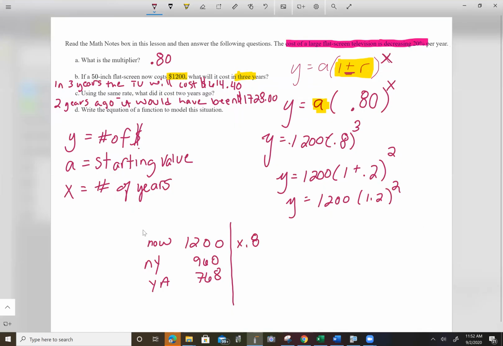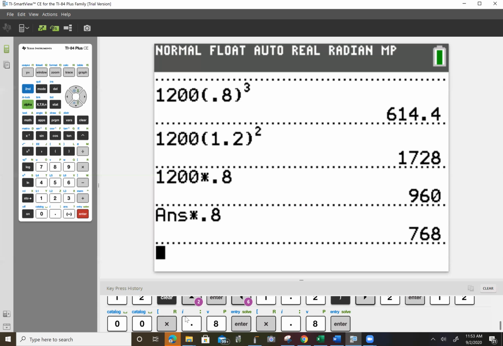Okay, and now we would put 0 years. The next year would be 1 year later. The year after that would be 2 years later. And then the year after that would be 768 times 0.8.